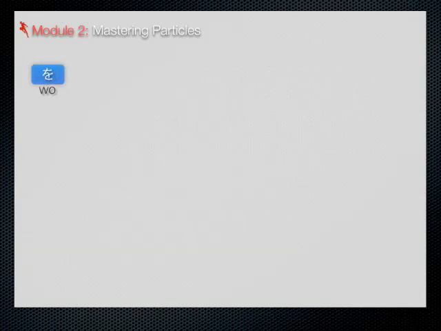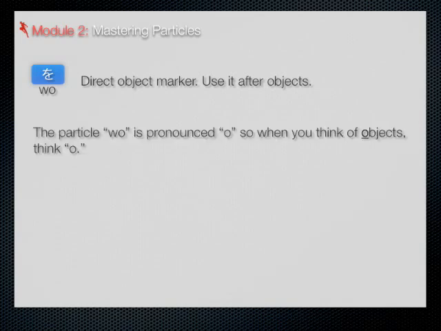All right, so the next important particle to learn is o. Now, o is your direct object marker, so you want to use it after objects. And an easy way to remember this, the way I like to think about it, is that o sounds like the letter O, and o is for objects, right? Pretty straightforward. So let's look at how the particle o is used in a real sentence.